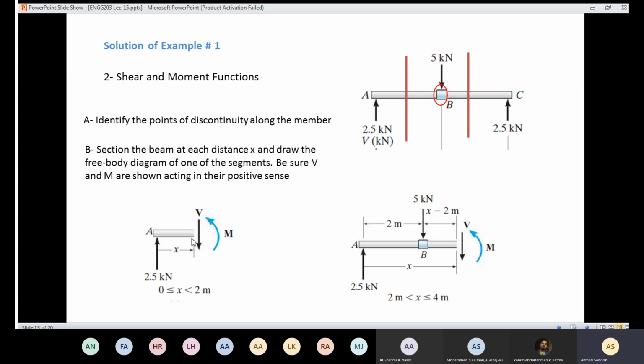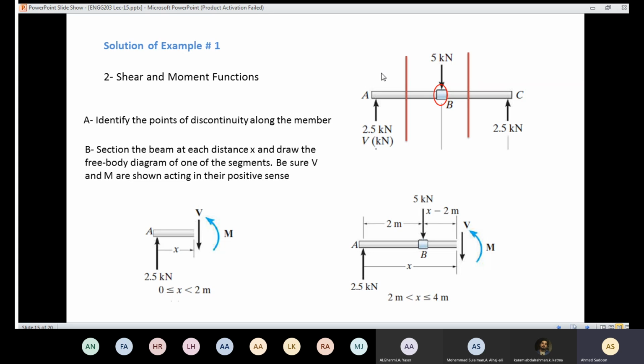Then at the end of the section, I'm going to put the shear and the moment. Take care of the positive sense. The positive sense is down, and here it is counterclockwise. Just focus on that segment here. We have the reaction, we have the distance x, we have V, and we have M.